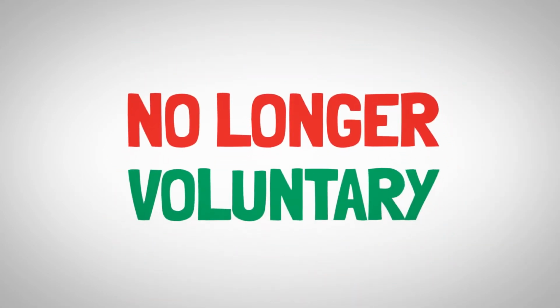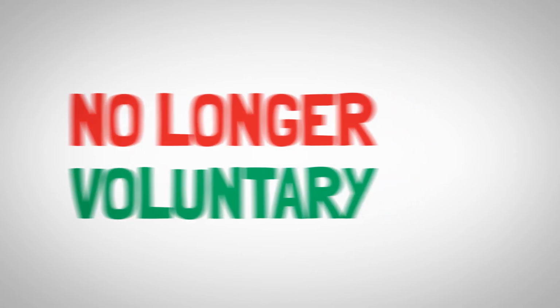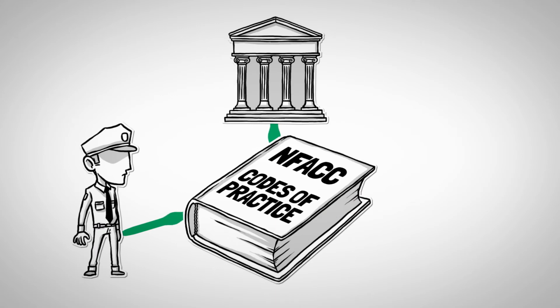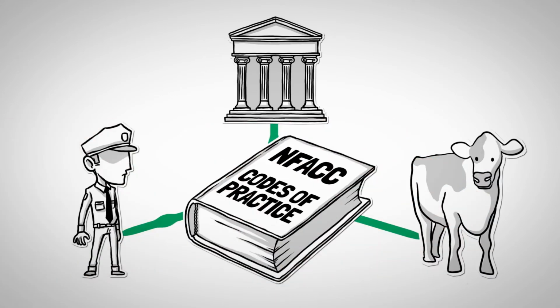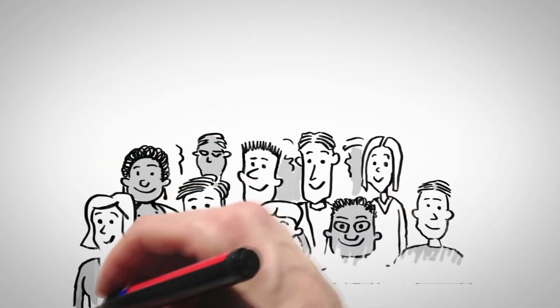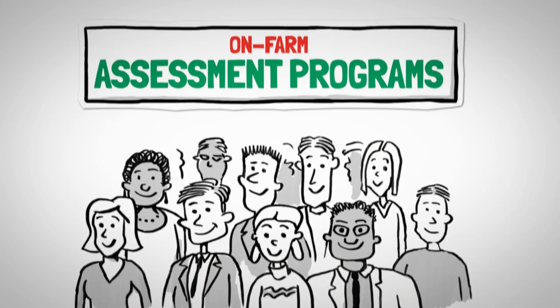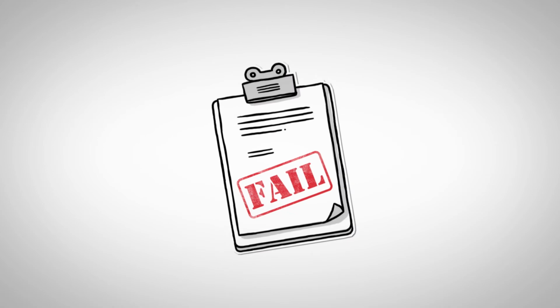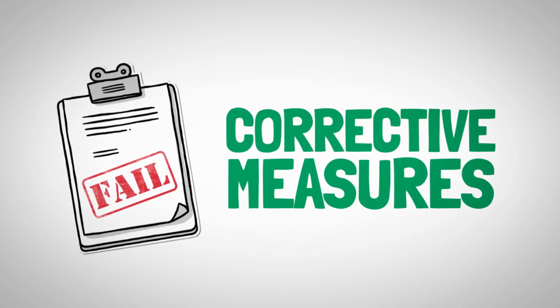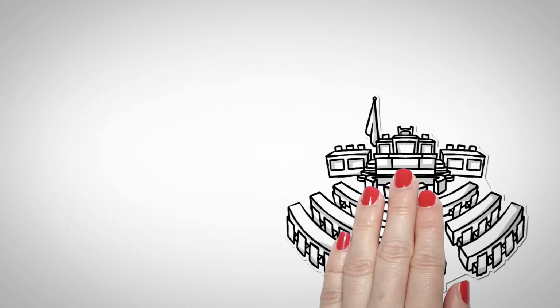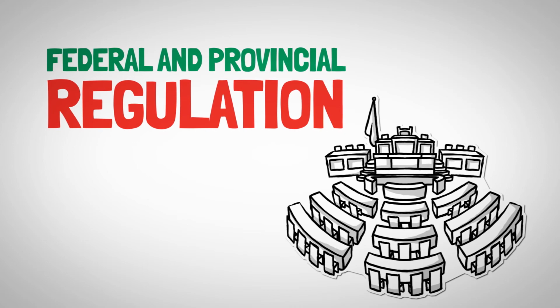Codes of practice can no longer be considered voluntary. Codes are referenced in provincial regulations, used as a resource by enforcement officers in the courts, and form the basis for Canadian livestock and poultry animal care assessment programs. Increasingly, the marketplace is asking for assurances that codes are being met through on-farm assessment programs. Those who fail to implement the requirements of a code may be compelled to undertake corrective measures or risk a loss of market options. Requirements also may be enforceable under federal and provincial regulation.